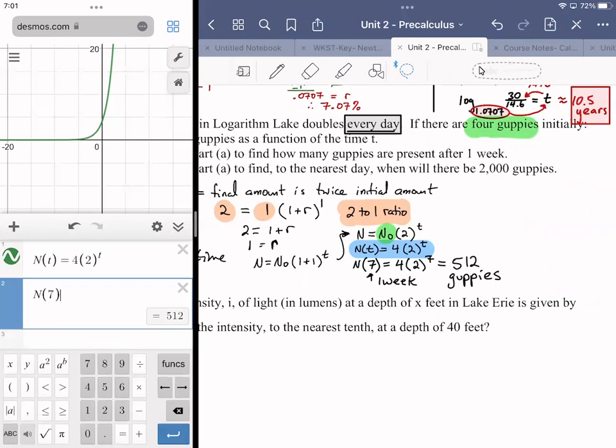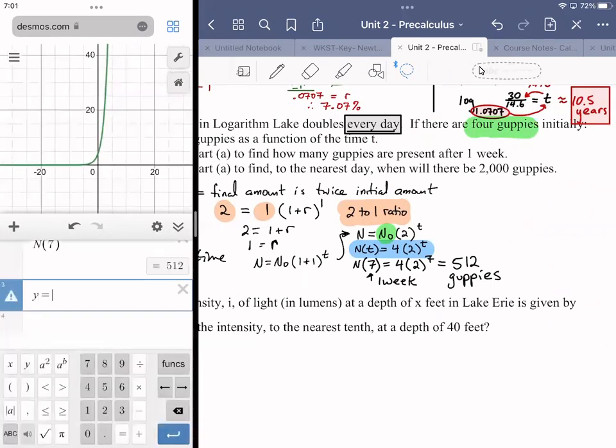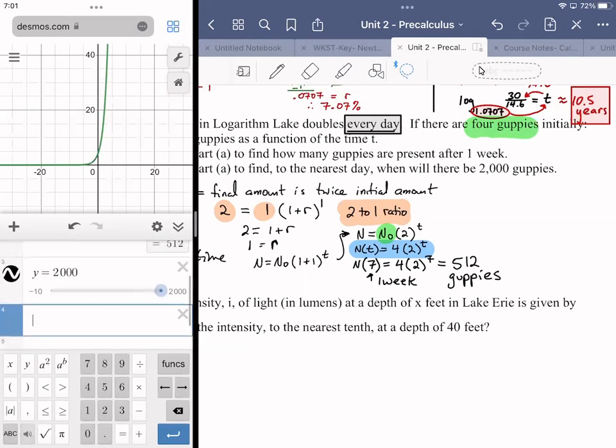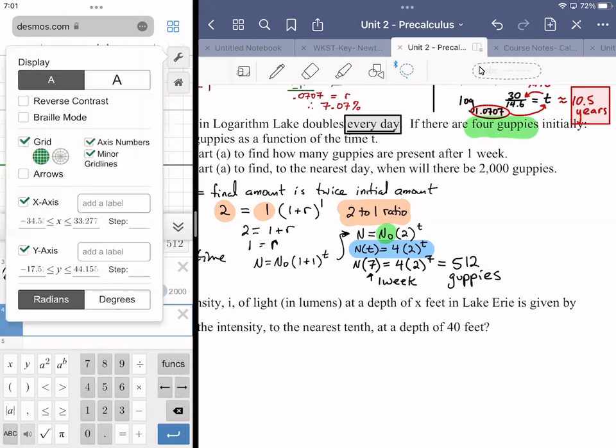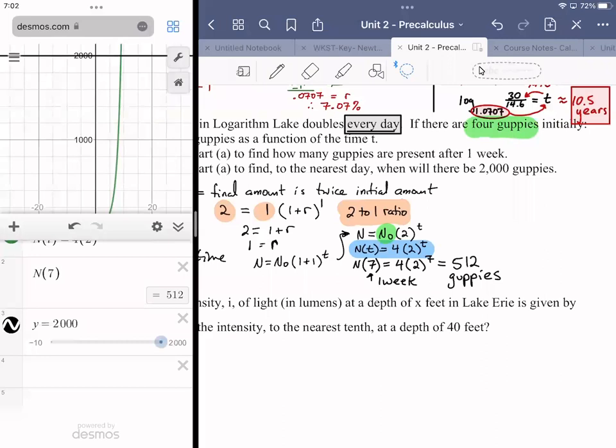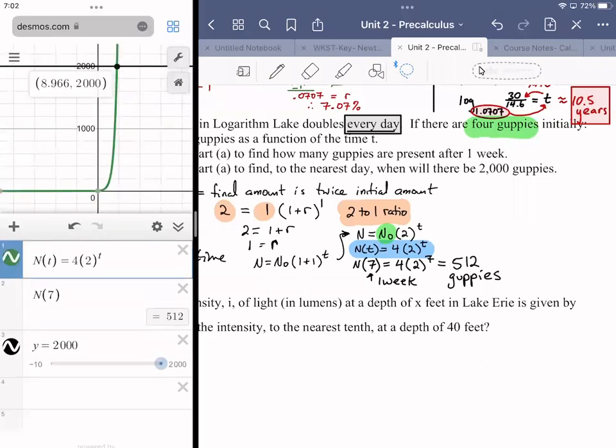Right? So what I would do is graph y equals 2,000. And you're like, there's nothing there. Oh, it's 2,000. It's a y value of 2,000. My graph only goes up to 40. So let me hit on that little wrench there and make my y value, instead of going up to like 40, go up to like 2,000. Now you can see your line. You tap on that bad boy. The x value is really t in this context. So we have our answer, right?